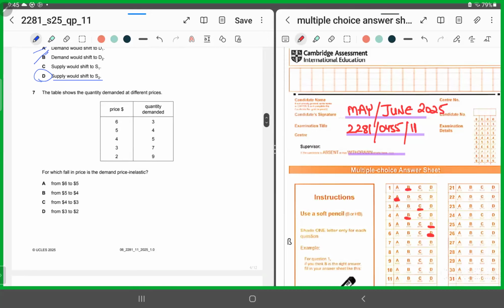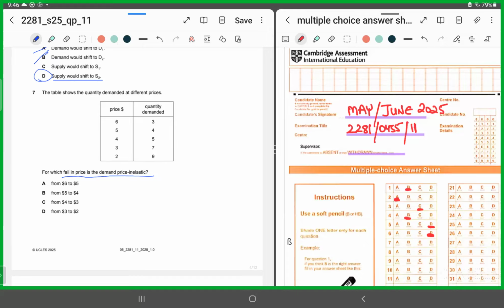Number 7. Number 7 says the table shows the quantity demanded at different prices. Now what they've done is they have given us a table. They've listed different prices of a product, at $6, 5, 4, 3, 2, and the quantity that was demanded at each price. Now the thing for which fall in price is the demand price inelastic. Price inelastic means that a change in price is not bringing any change or very little change in quantity demanded, right? So meaning no change at all. It's not that responsive. The demand is not responsive to price changes.